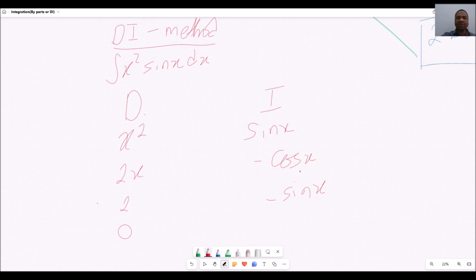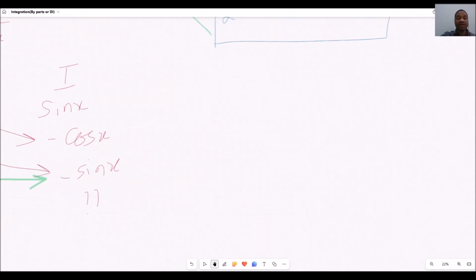Now you see I don't need what is here. I will explain why. The first thing, the signs are always plus, minus, plus, alternating. Plus, minus. I will multiply diagonally. But for the last one, I will multiply like this. There's a reason why. So there are rules for using DI.